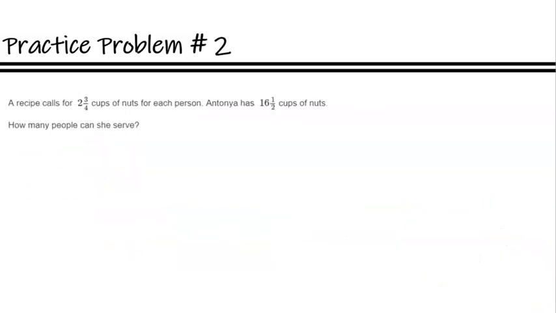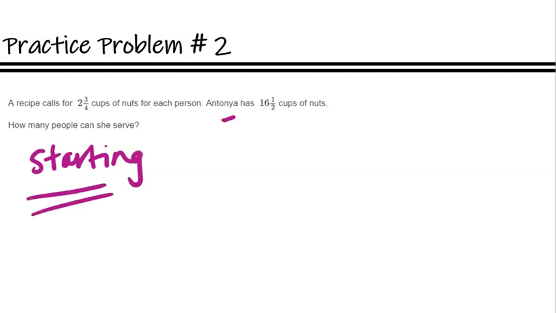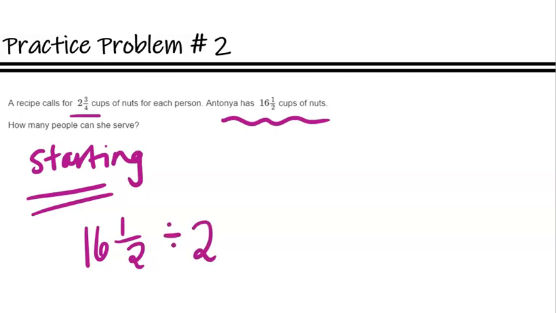Okay? Last practice problem. Go ahead and pause the video, give it a try, and then we'll talk about it. A recipe calls for 2 3/4 cups of nuts for each person. Antonia has 16.5 cups of nuts. How many people can she serve? Okay, so again, what is our whole amount or our starting amount? Okay, she is starting with this many. And she's dividing it into 2 3/4 for each person.